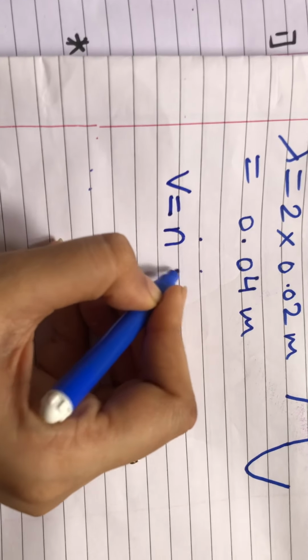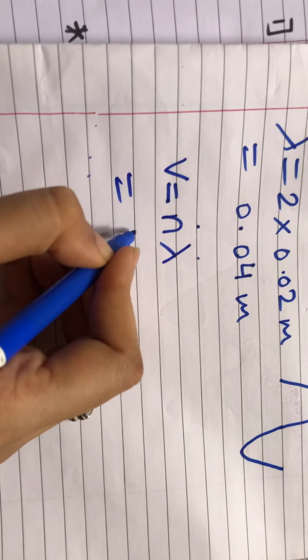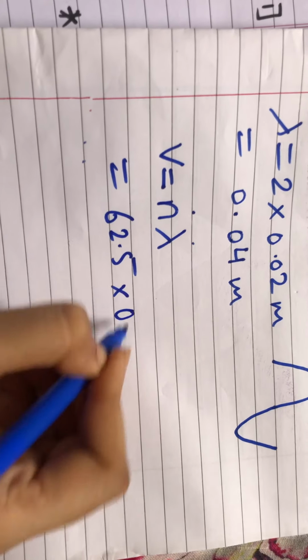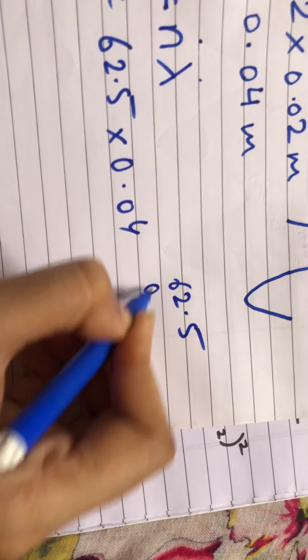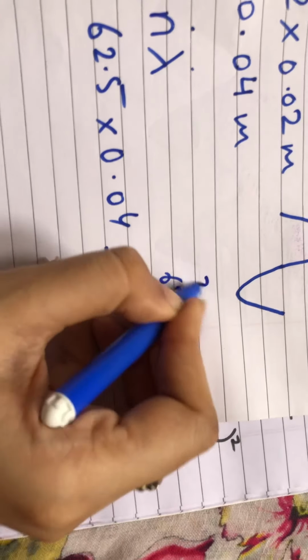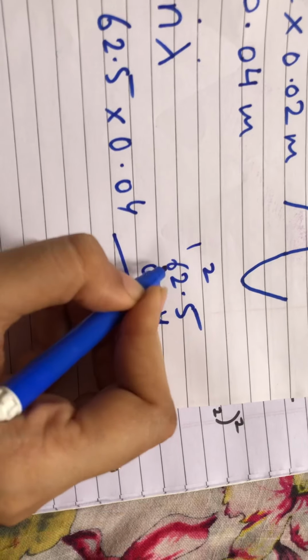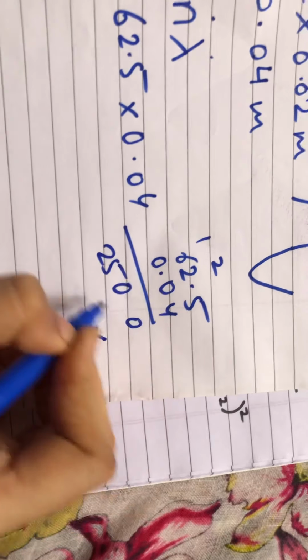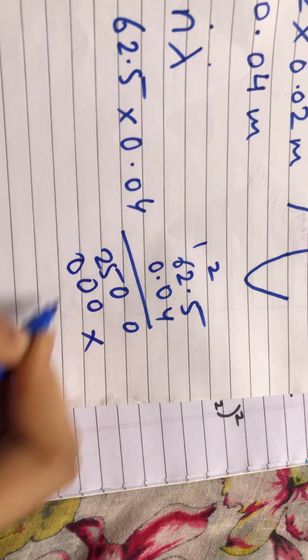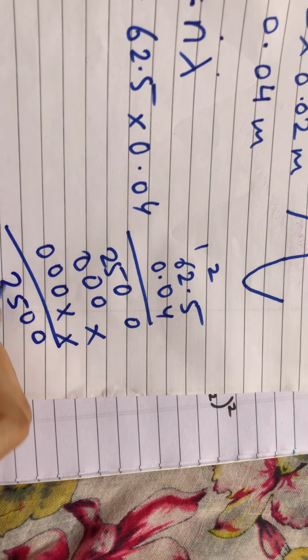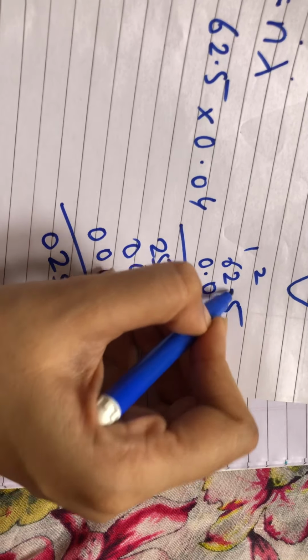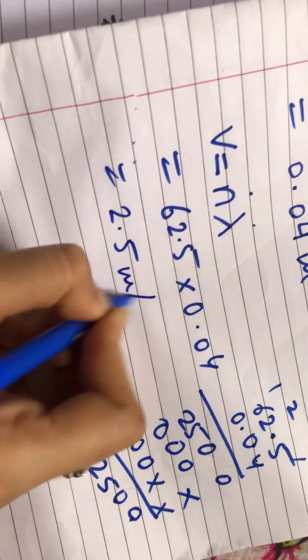Speed will be n into lambda. What is n? n is 62.5 and lambda is 0.04. Let's multiply 62.5 and 0.04. 4 5s are 20, 4 2s are 8, 9, 10, 4 6s are 24, 25, and the zeros give 0. So this is 0, 0, 5, 2 and 0. After the point we have 1 digit, then 2, total 3 digits. So 1, 2, 3. It is 2.5 meter per second.